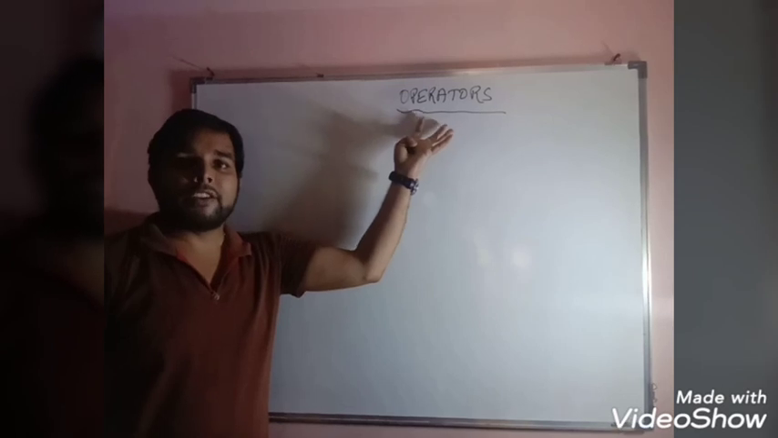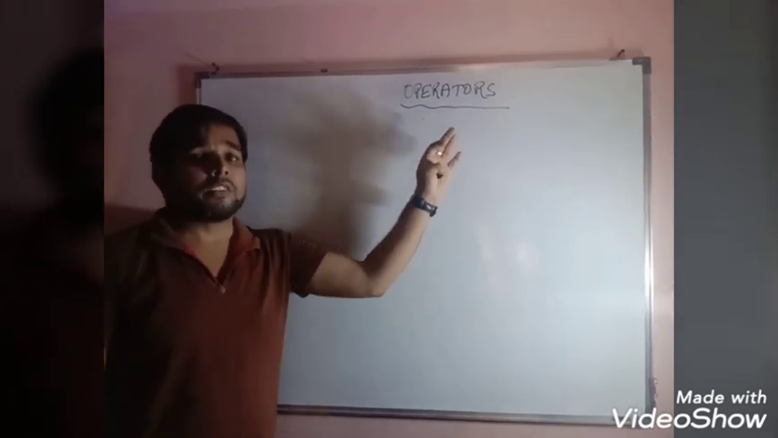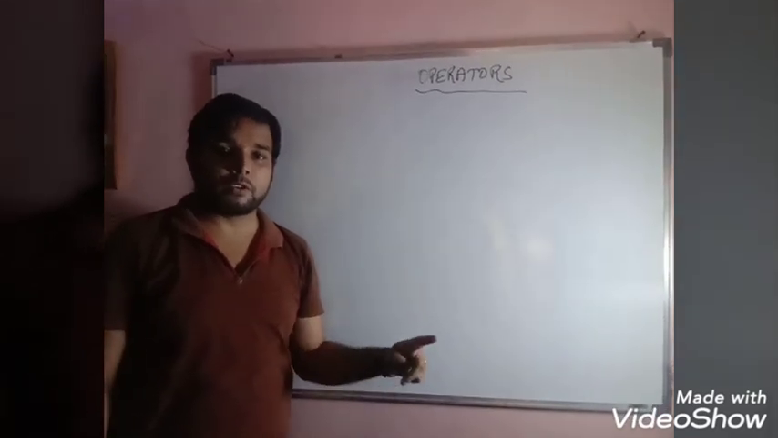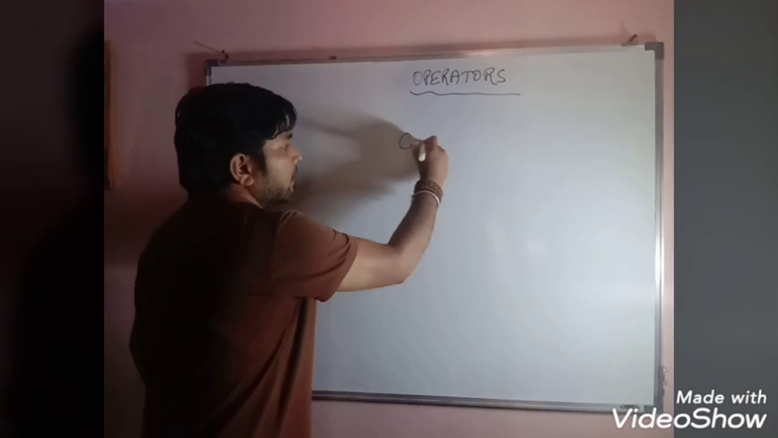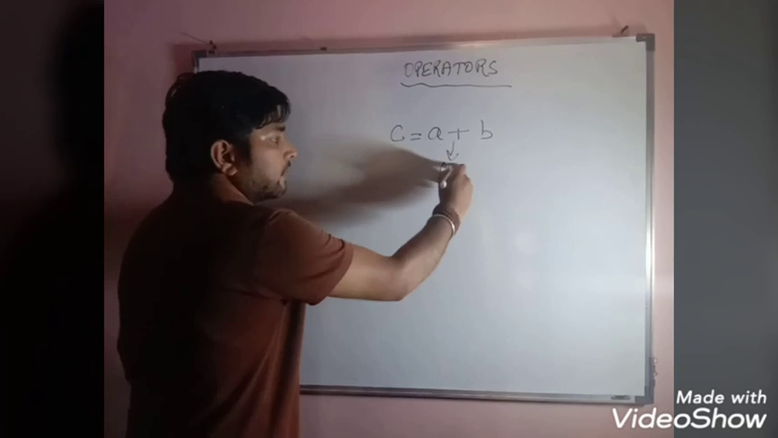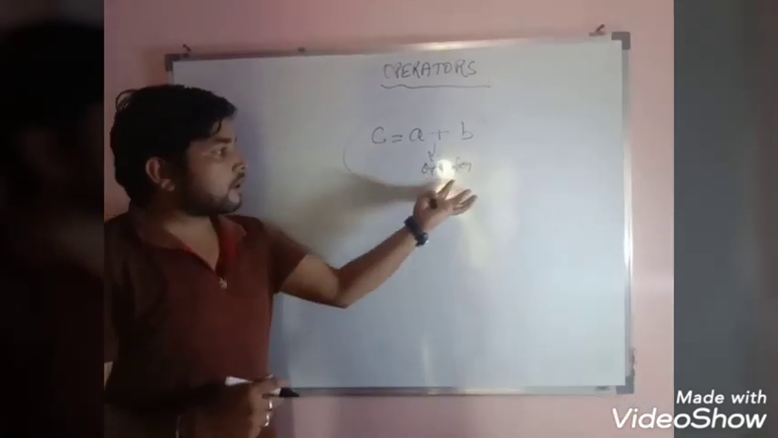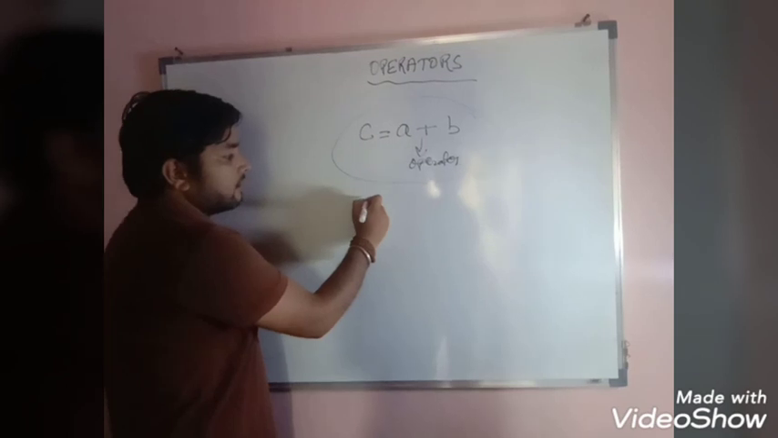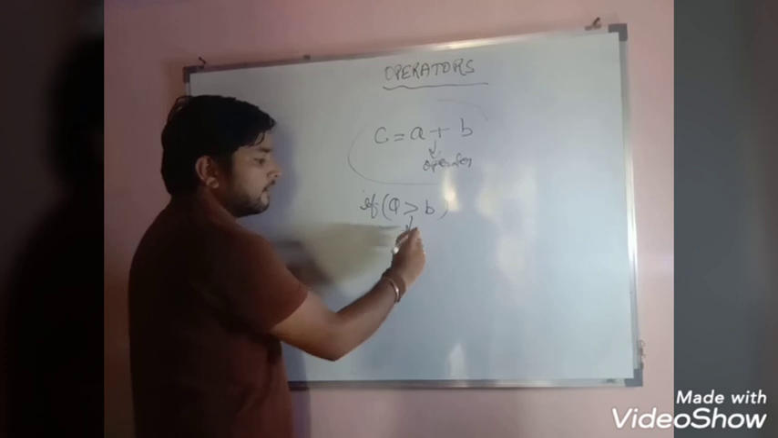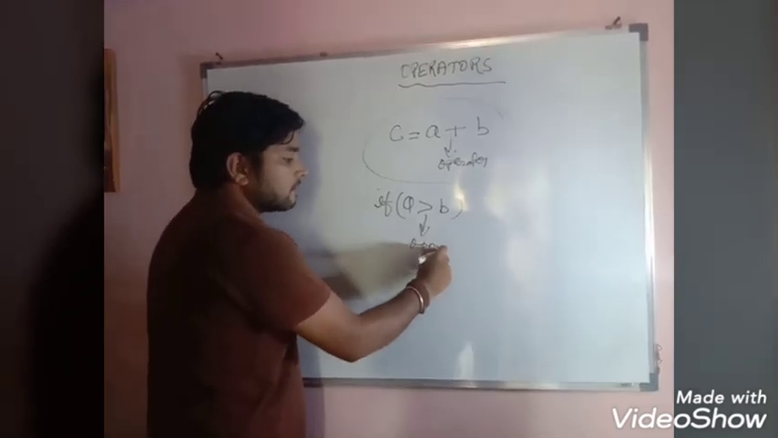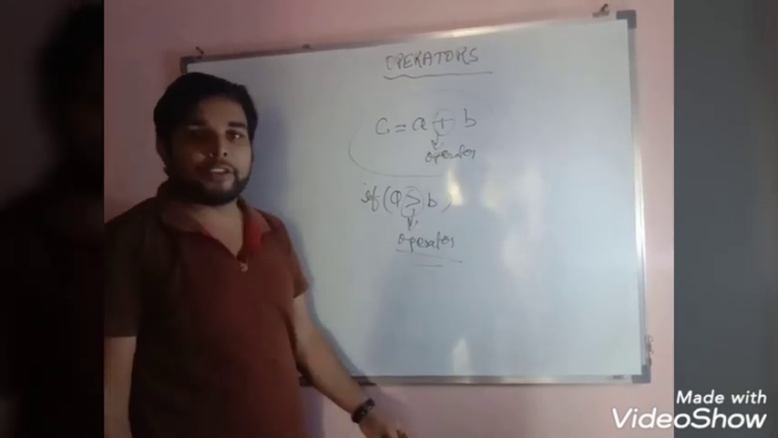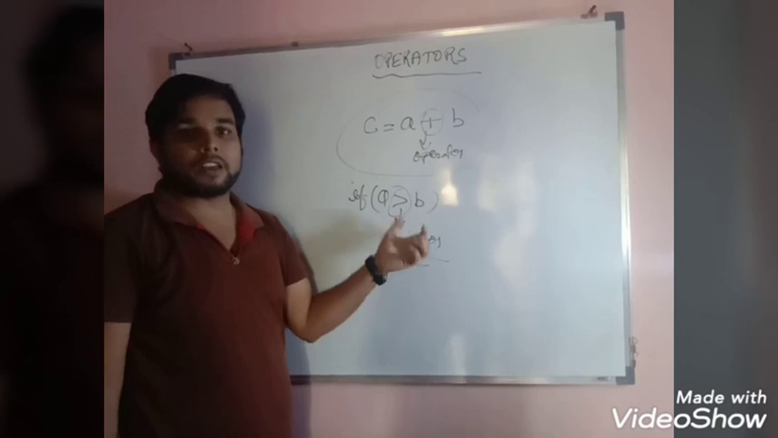The next type of token is operators. So what are operators? The signs or symbols you use to perform any operation are called operators. For example, if I am writing C equals A plus B, plus is the operator. If you are writing if A is greater than B, then greater than is an operator. In Java programming, plus, minus, multiply, divide, greater than, all these signs or symbols are called operators.